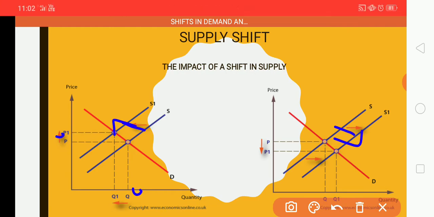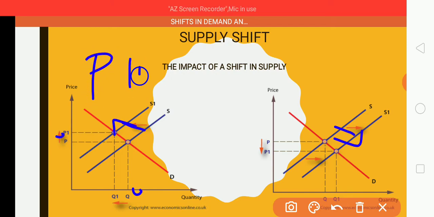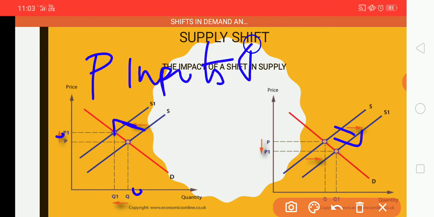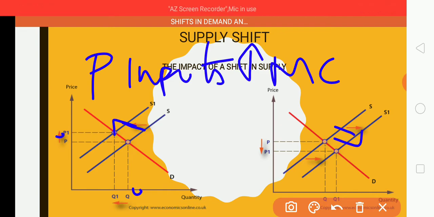Now, an increase in the price of an input used in the production of a commodity will increase the marginal cost of production for the firm using this input. Therefore, at each price the market supply will be less than before. So the supply curve shifts leftward.